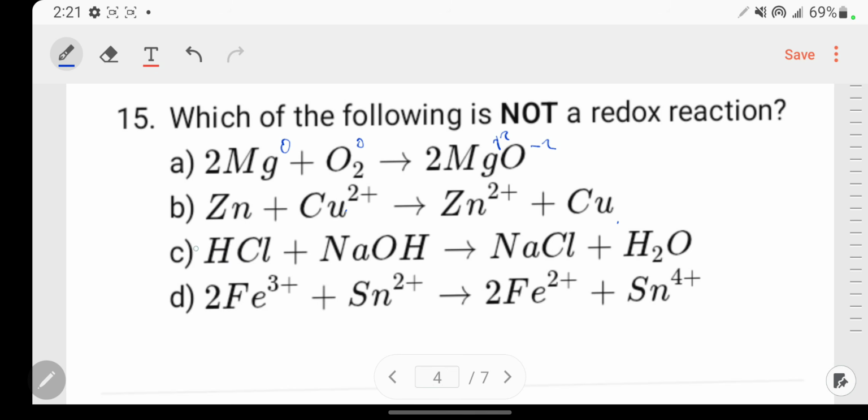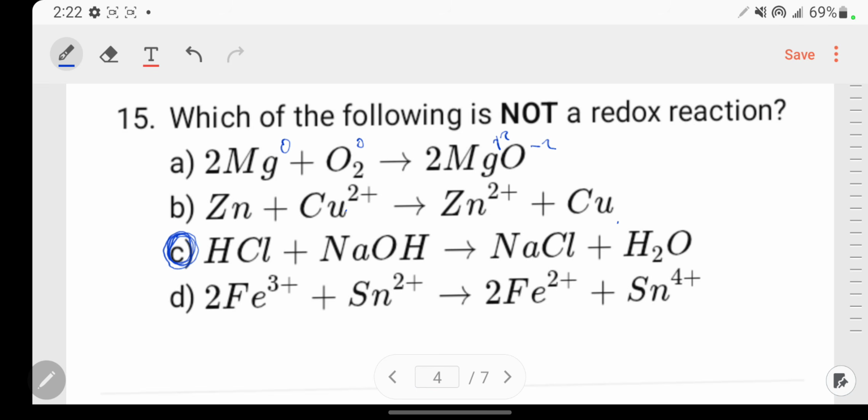But one property that we need to know is that a neutralization reaction is not a redox reaction because the charges do not change. So for 15, the answer is C, because this one is a neutralization reaction in which we react an acid and a base to produce a salt and water. This one is not a redox reaction.